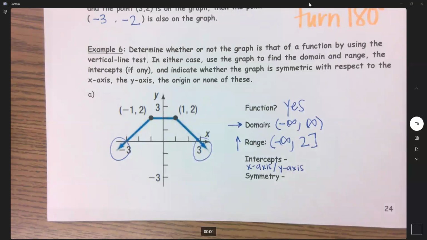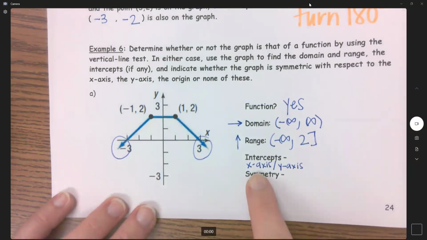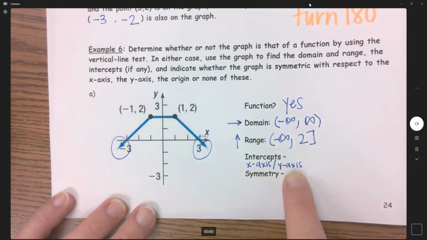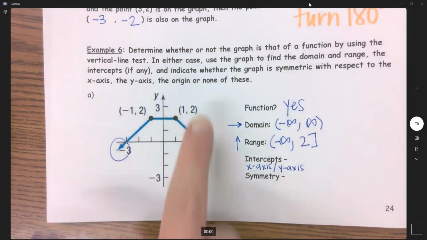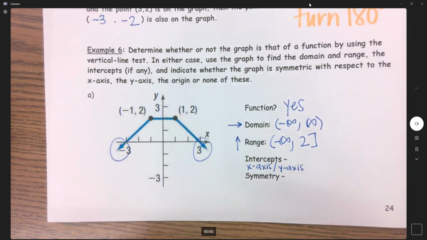Now, intercepts. This one kind of frustrates me because a lot of us don't know what intercepts are, and we should by the time we get to pre-calc. So, intercepts. Where is it crossing your x and your y axis? I can't tell you how many times you guys will just start giving me the ordered pairs that are on this graph. That is not an intercept. Just because they give you an ordered pair does not mean that's an intercept.